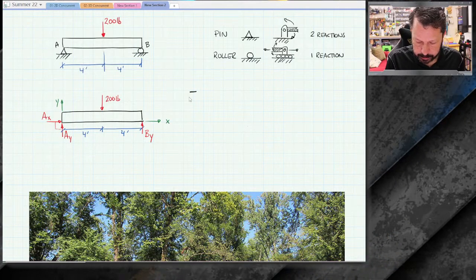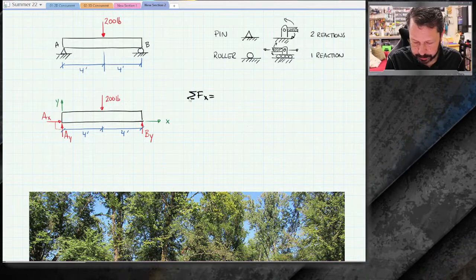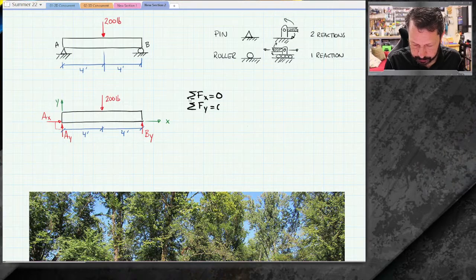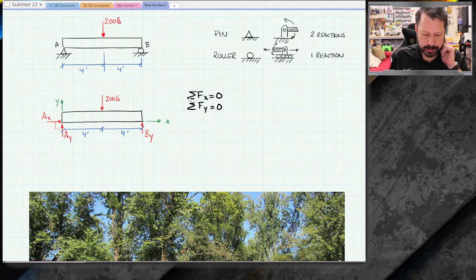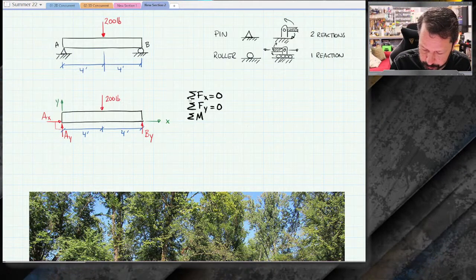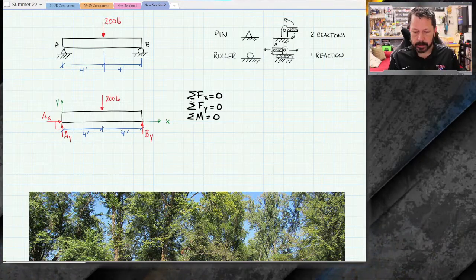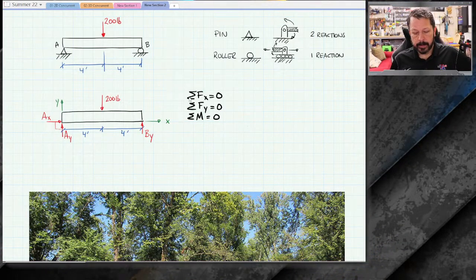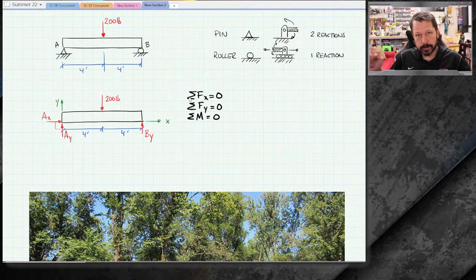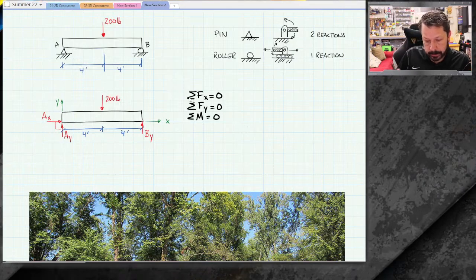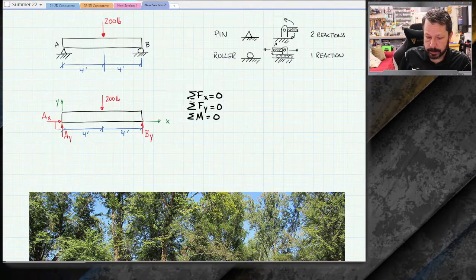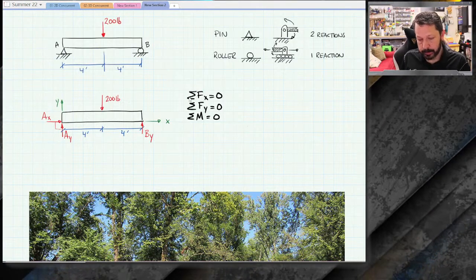So I can take the summation of forces in the x direction equals 0. Summation of forces in the y direction equals 0. I'm not going to write z, because there are no z forces here, but there would also be z. And summation of moments equals 0. If I have static equilibrium, not a dynamic situation where things are moving around or translating around, then these three, plus the summation of forces in the z direction equals 0, all have to be true, or else it's not in static equilibrium.